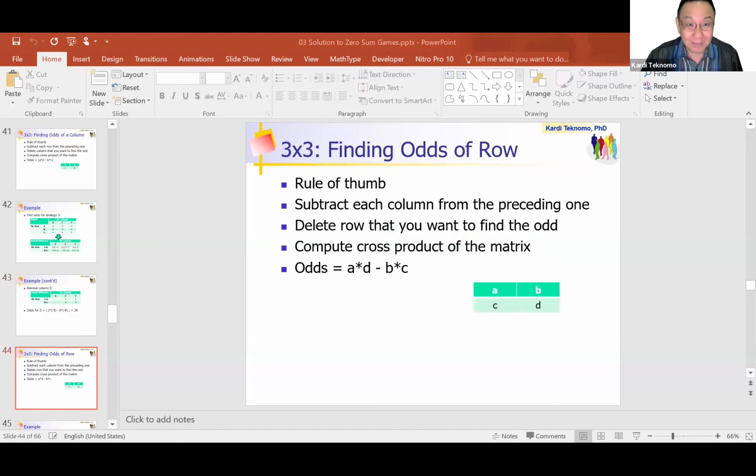Okay. Now, the same thing, you want to get the R for columns. So you subtract each column from the preceding one. And then delete the row that you want to find the R for. And then again, the same technique: do the cross product of that matrix. AD minus BC. So AD minus BC.